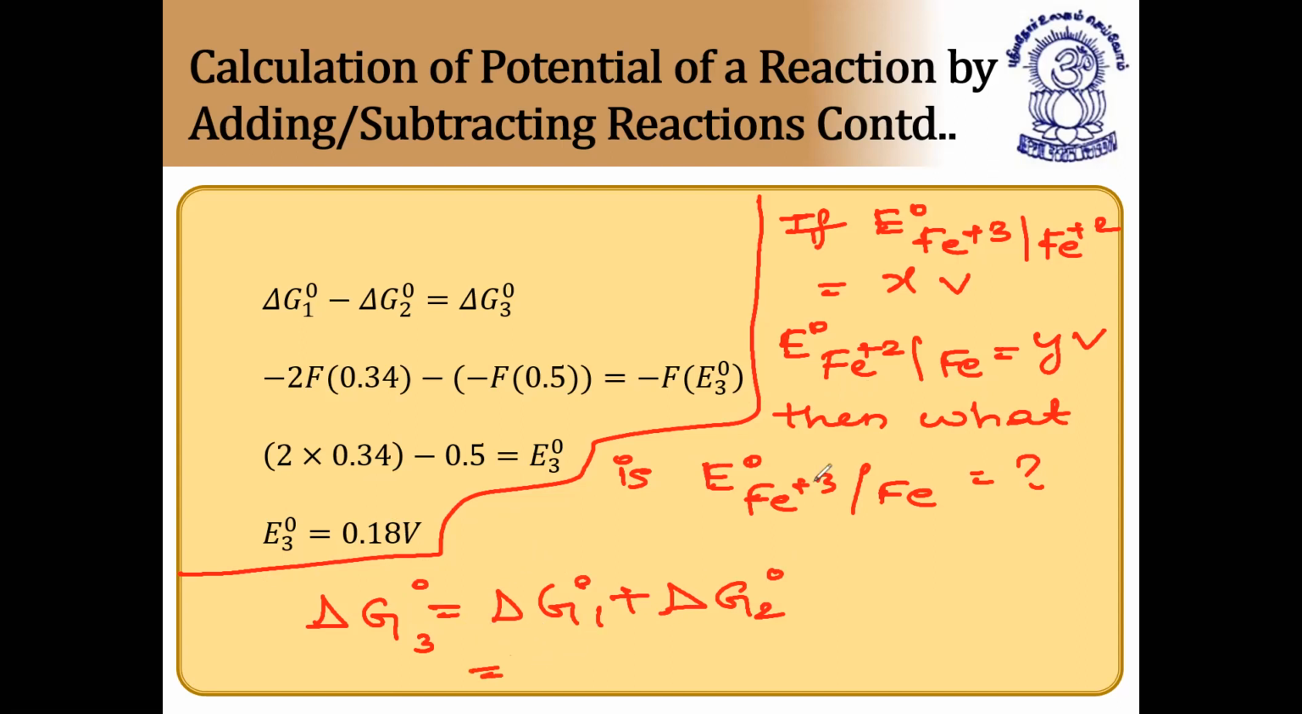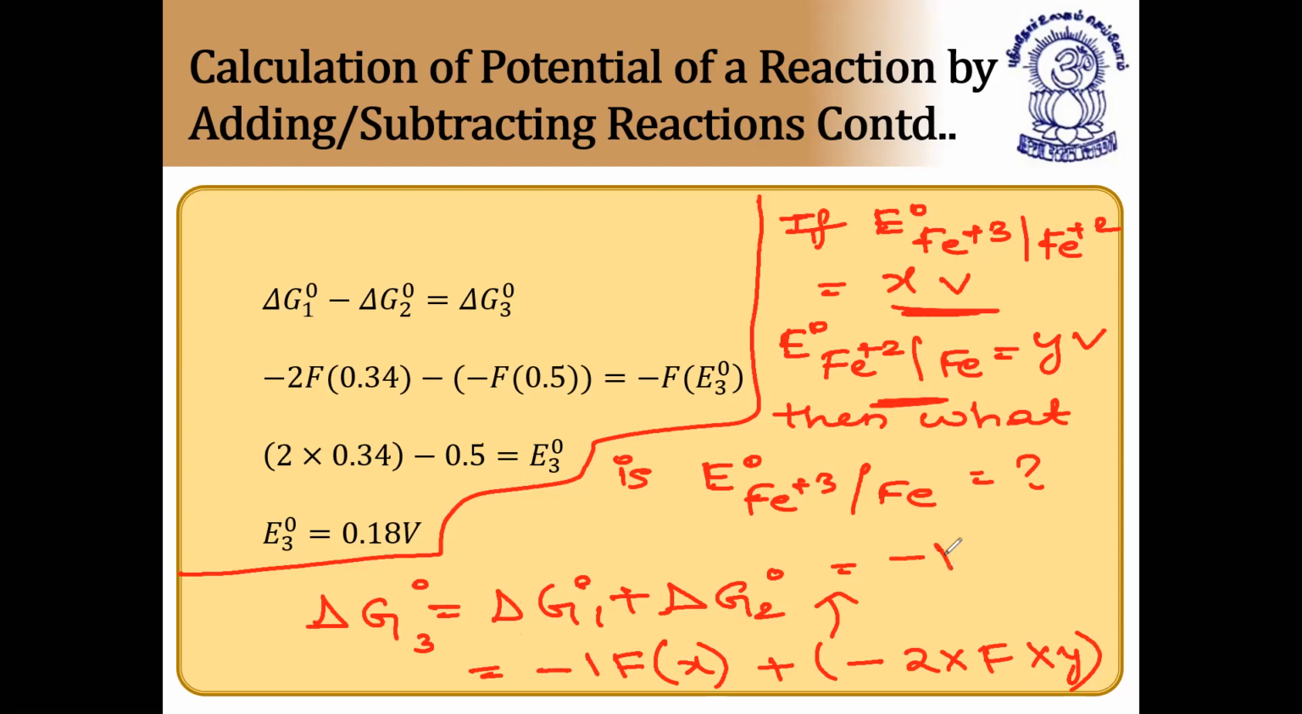So what is delta G1? Minus 1 into, because the first case is a 1 electron change, because plus 3 changes to plus 2, minus 1 into F into E° of cell, that is X, minus 2 into, because the second case is 2 electron, F into Y. So from these X and Y values you can find out the answer.